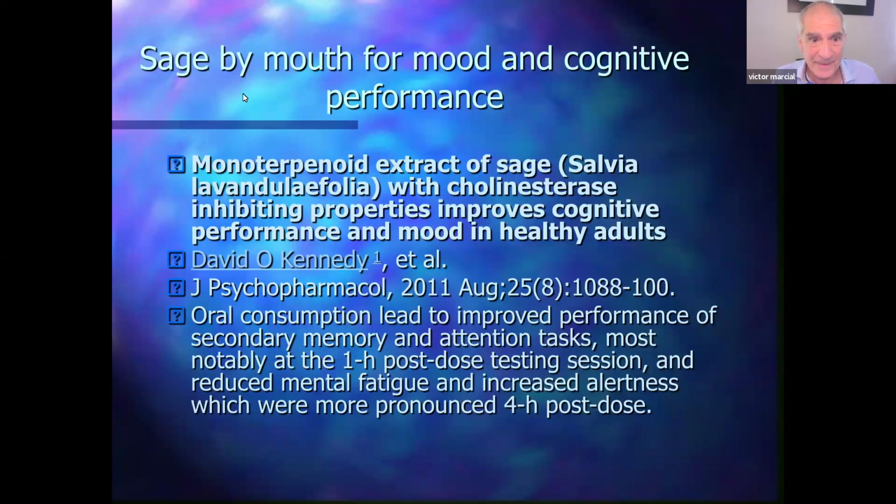Sage by mouth, another very well-known lipid, is also an analgesic and has cholinesterase inhibiting properties. So it improves cognitive performance and mood in healthy adults, as seen in this randomized study by Kennedy in 2001. It improved performance of secondary memory and attention tasks, most notably at the 1 hour post-dose testing session, and reduced mental fatigue and increased alertness, which were more pronounced at the 4 hour post-dose testing.